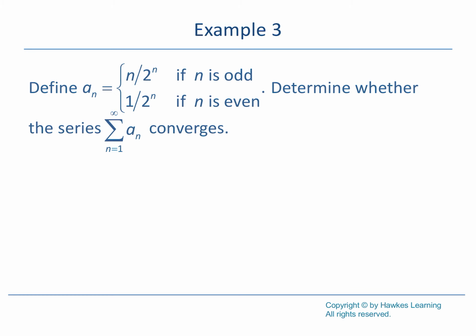All right, example 3 is an odd one, but it shows you a case where you might want to use the ratio test, but the ratio test will let you down, and the root test comes in to save the day. So we have the series defined in a piecewise fashion, such that the odd terms look like this and the even terms look like that. Basically what we have is 2 subsequences for the terms, and we're trying to determine whether the overall sum converges.